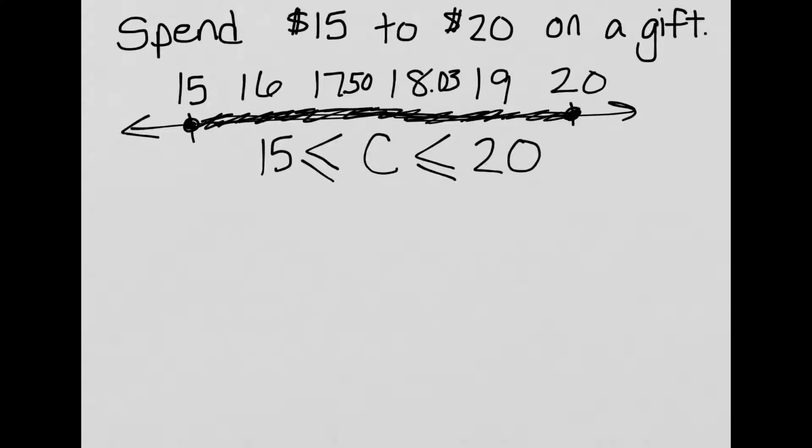Another example is baking cookies. You could bake 16 to 20 minutes. Well, what does that mean? That means you could bake it for 16 minutes or 17 or 18 or 19 or 20. Just remember, the smallest number always needs to go on the left.